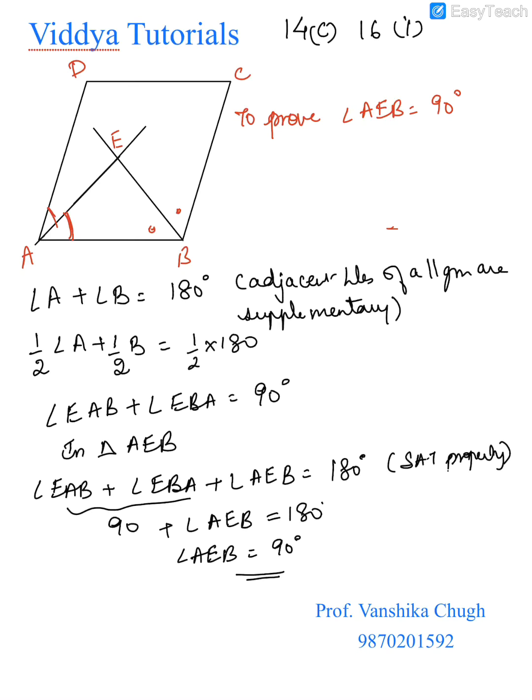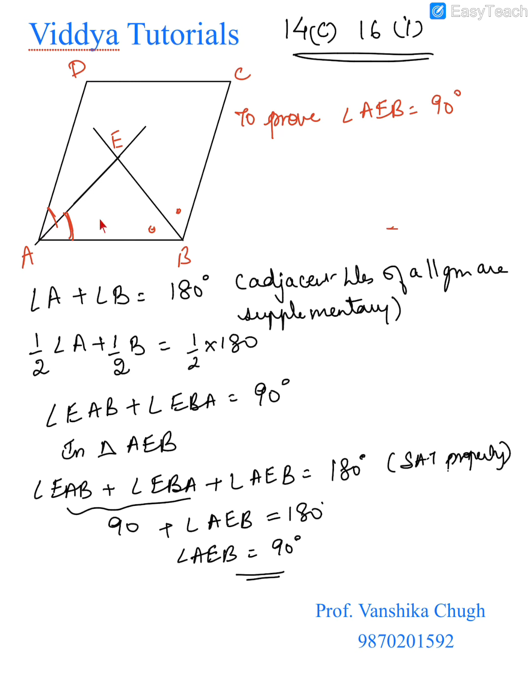Students, I shall be solving 14C sum number 16 sub question 1. You have to prove that in case of a parallelogram, the bisectors of any two adjacent angles intersect at 90. So this is my parallelogram and adjacent angles are A and B. You can choose any two adjacent. It can be AD, DC, BC, any two adjacent.